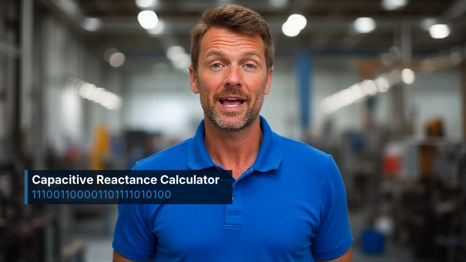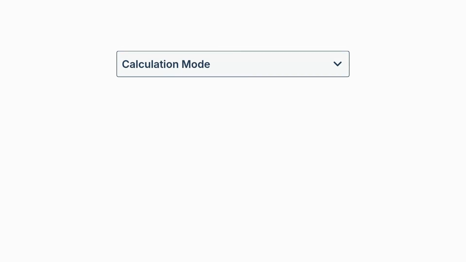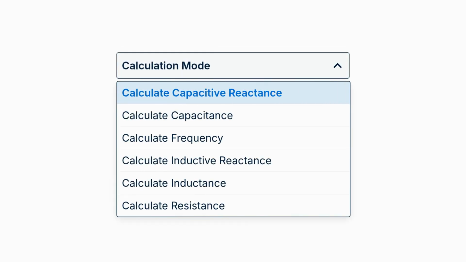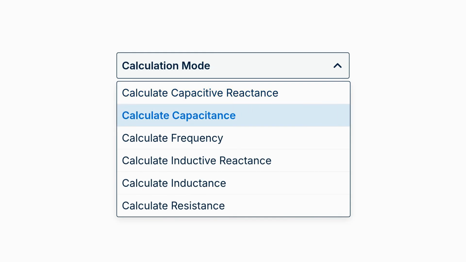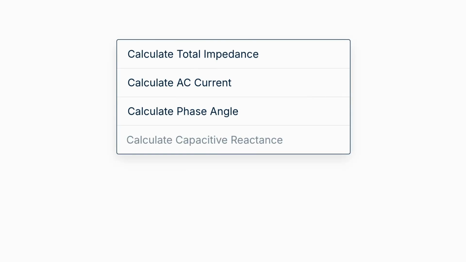The Capacitive Reactance interactive calculator helps you analyze capacitor behavior in AC circuits by computing 6 different electrical parameters. Let's explore the interface. First, you'll see a calculation mode dropdown with 6 options: calculate capacitive reactance, calculate capacitance, calculate frequency, calculate total impedance, calculate AC current, and calculate phase angle.